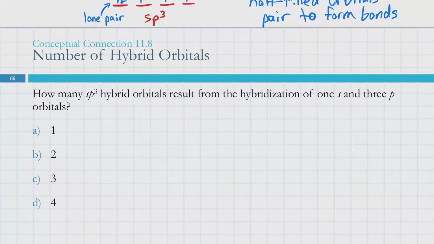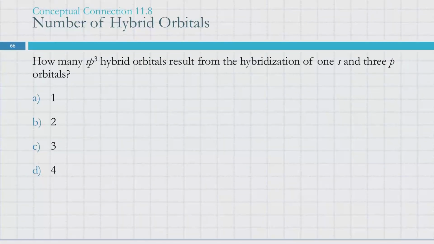All right, how many sp3 hybrid orbitals result from the hybridization of 1 s and 3 p orbitals? Briefly discuss with your neighbor. Okay, discussion time is over. How many orbitals do we get out? 4. Why 4?